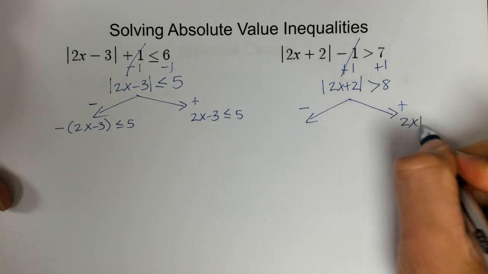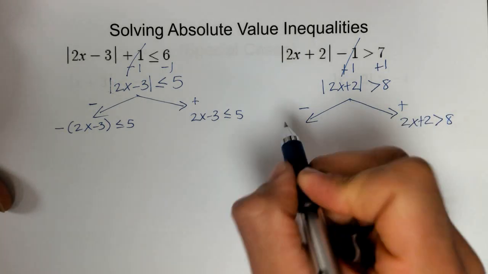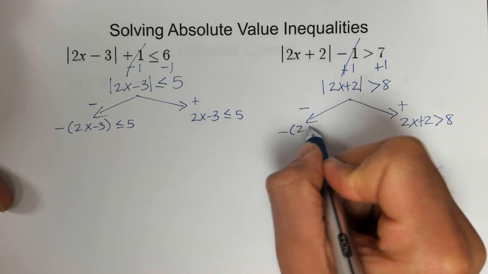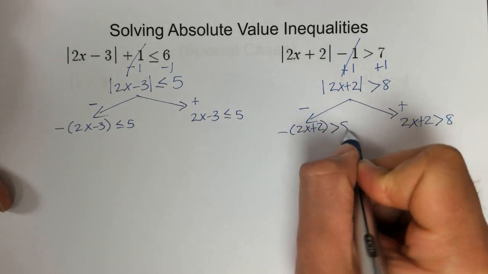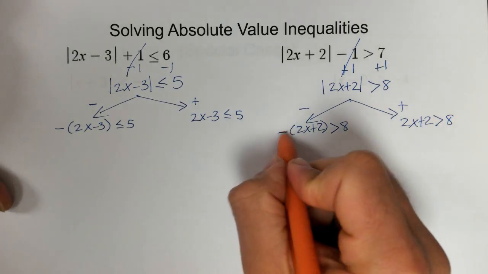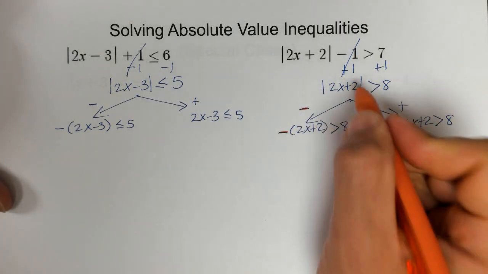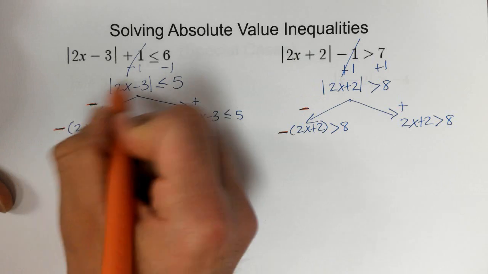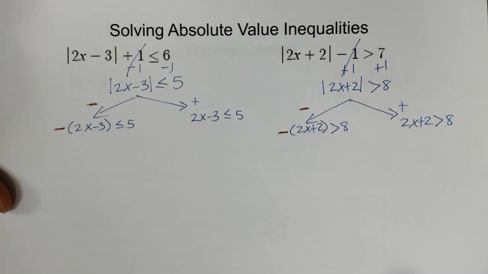So we got 2x plus 2 is greater than 8. And over here, negative of 2x plus 2 is greater than 8. So the only thing that changes is this. You have to account for the negative of that and the negative of this one. The rest is the same. Just like the previous examples that I've been showing you, we solve the rest, right?